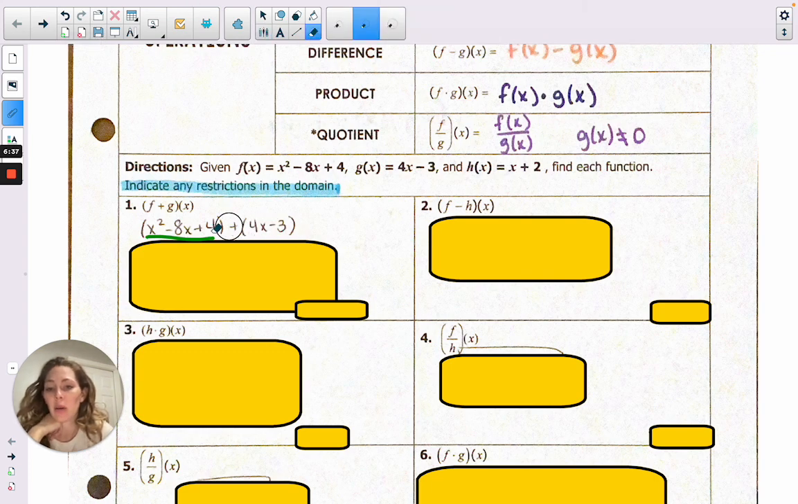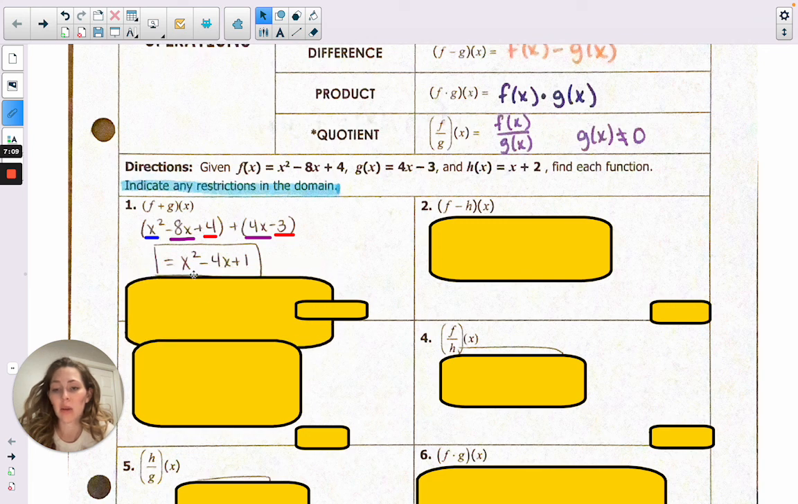After you do that, you are then going to combine any like terms. Like terms look alike. x squared is the only x squared. There's no x squared over here, so that guy is just going to come down. Then we have negative 8x and a plus 4x, so think about what that math is. Then we have a plus 4 plus a negative 3. I just wanted to do colors for you to see visually what pieces are getting combined together.